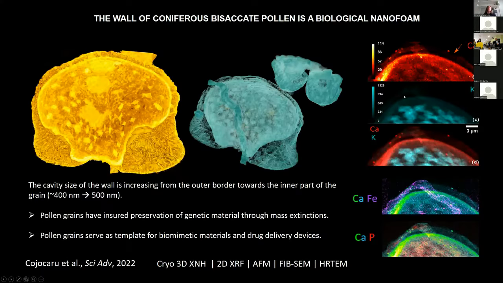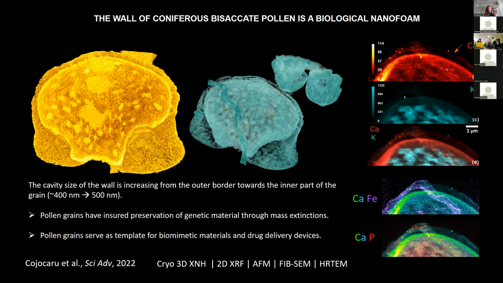And then, moving to something that's a bit more fundamental science, we combine these two technologies also to try to figure out how pollen grains, which are very small and very light, protect the genetic material so well, even through mass extinction. So, for example, when the dinosaurs disappeared, pollen managed to preserve the genetic material of coniferous trees.